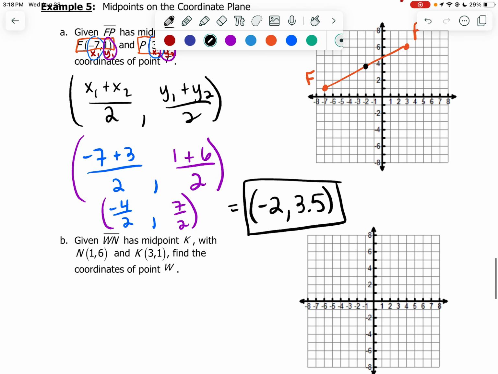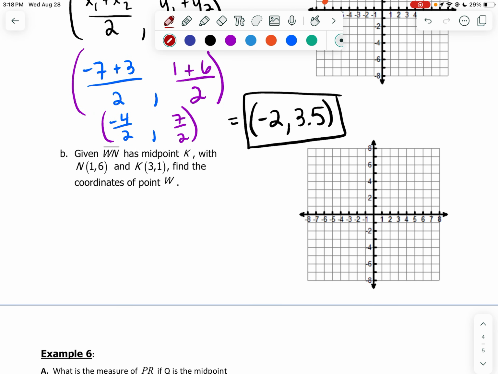Okay. All right, let's graph this last one here. So given WN has midpoint K with N at 1, 6, so right 1, up 6, so that's N, and K at 3, 1, okay. We want to find W. Oh, that's supposed to say.